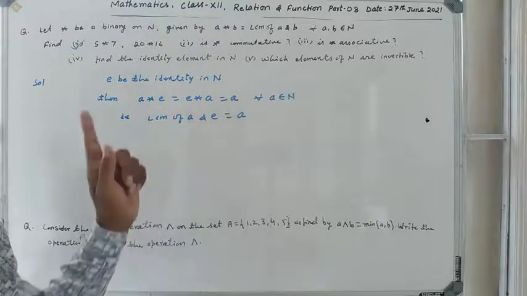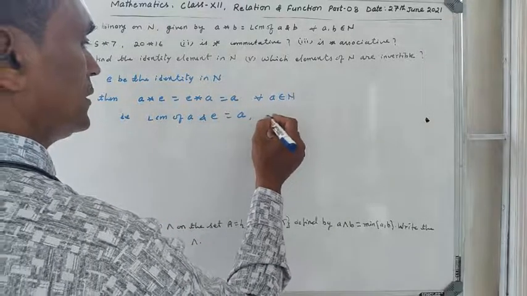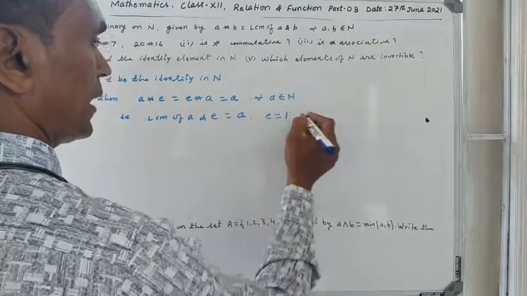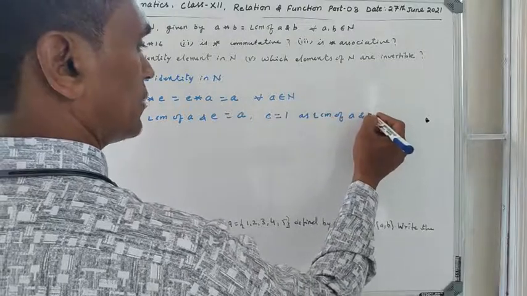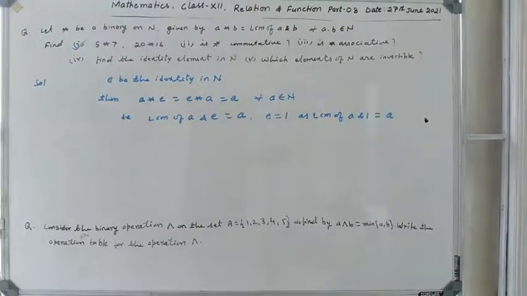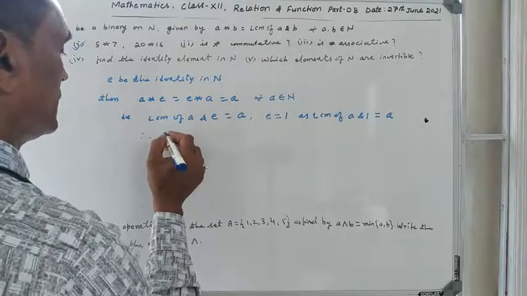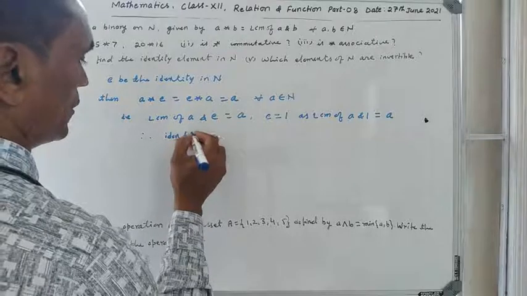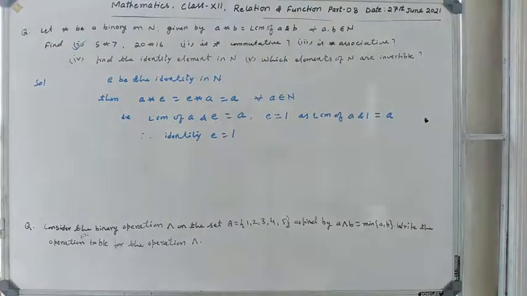Except 1, there is no other element. So according to this, E must be 1, as LCM of A and 1 is equal to A. So LCM of 5 and 1 is equal to 5, LCM of 1 and 5 is again 5. So 1 is the identity. Therefore, the identity E is equal to 1 in this question.